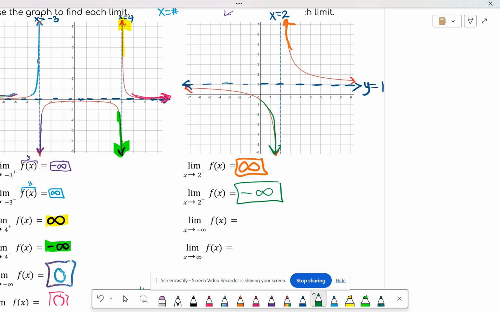As x goes to the left all the way, or towards negative infinity, what is y doing? Y is getting closer and closer to 1. And then finally, as x approaches infinity, so as x goes to the right, what is y doing? Once again, y is getting closer and closer to that asymptote of 1.